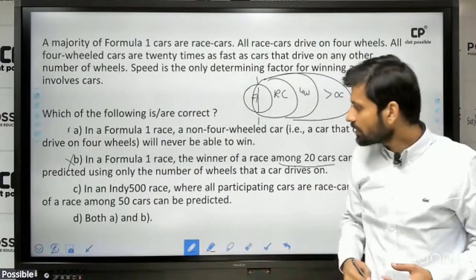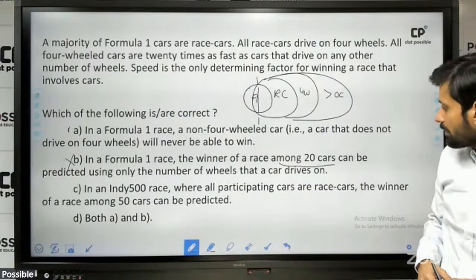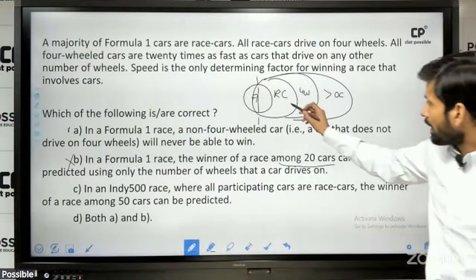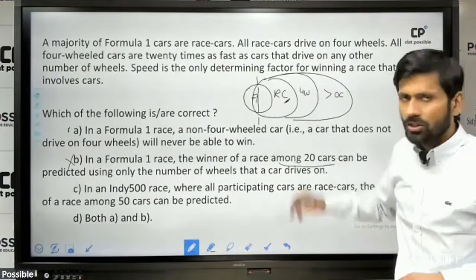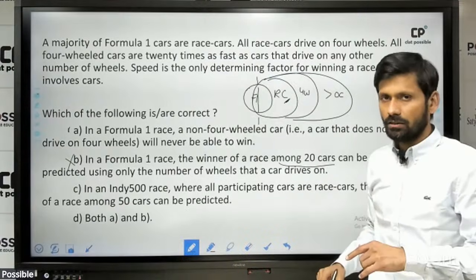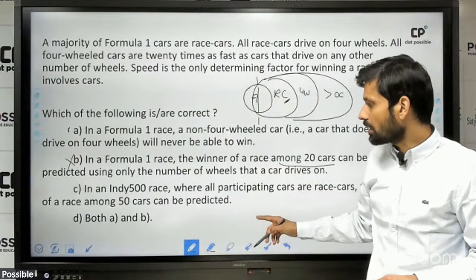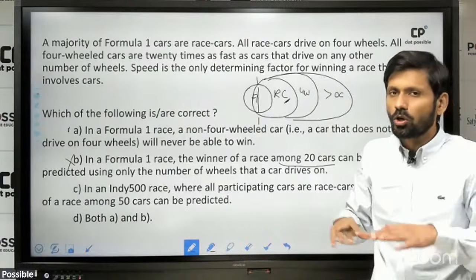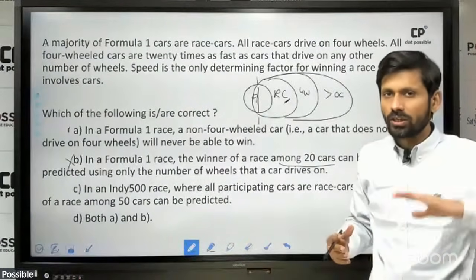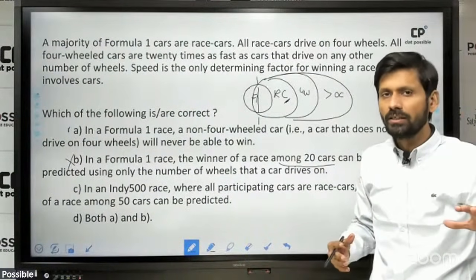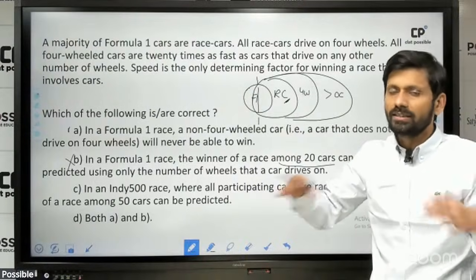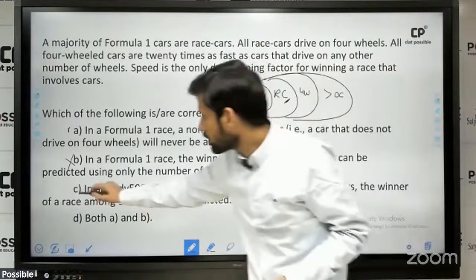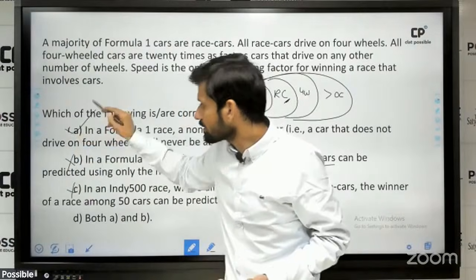In an Indy 500 race where all participating cars are race cars, so they're all four-wheeled, right? A winner among 50 can be predicted. No, if they're all four-wheeled, we can't predict. For example, if it is one four-wheeled and one six-wheeled, then I can predict. Not here, right? So C is also out. So option A is correct here.